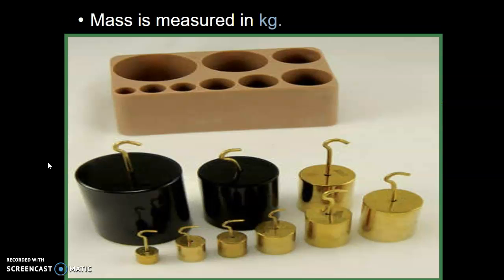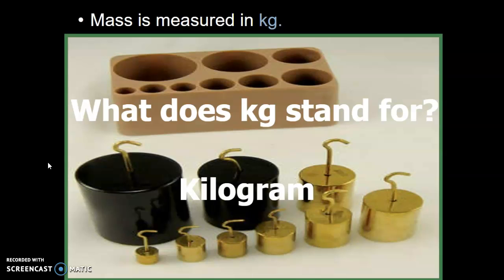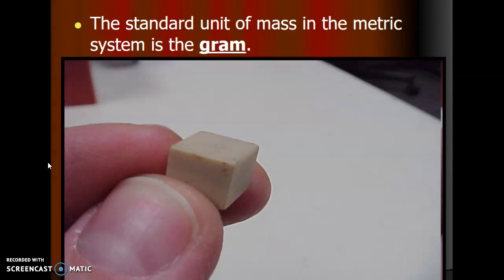So when we are measuring mass, typically mass is measured in kilograms. And this is just a set of kilogram weights that might be used to determine how much something is in mass. But what does kilogram stand for? Well, of course, kilogram, kg. A kilo means 1,000. And then the standard unit of mass in the metric system is the gram. So if you put those two together, you would have kilogram.